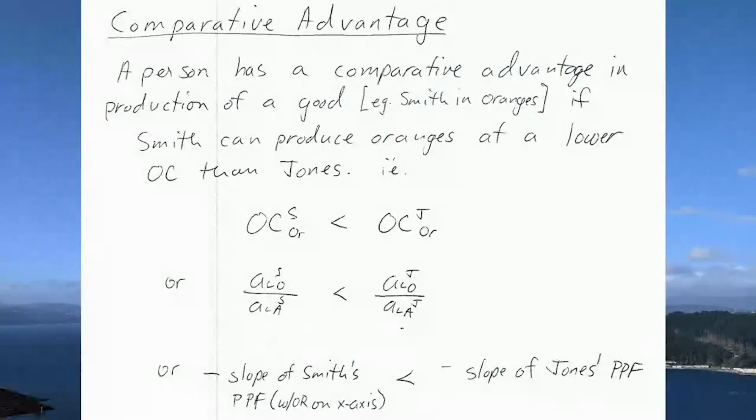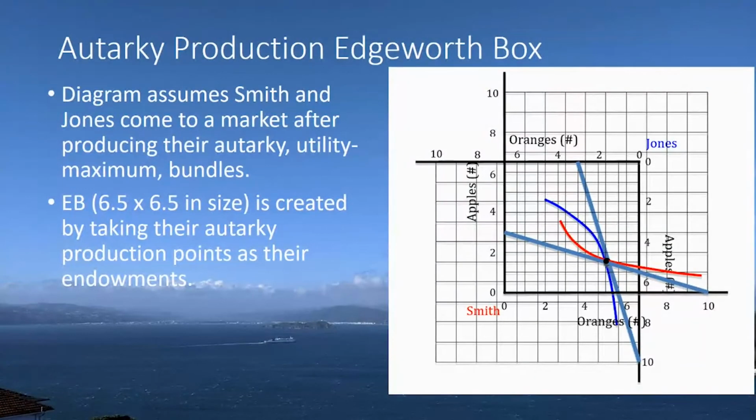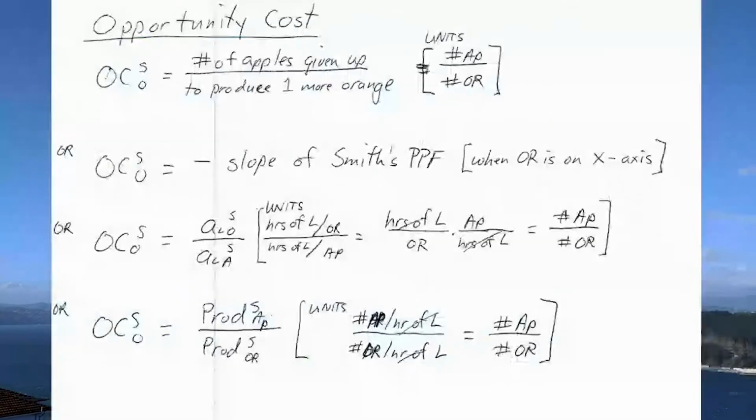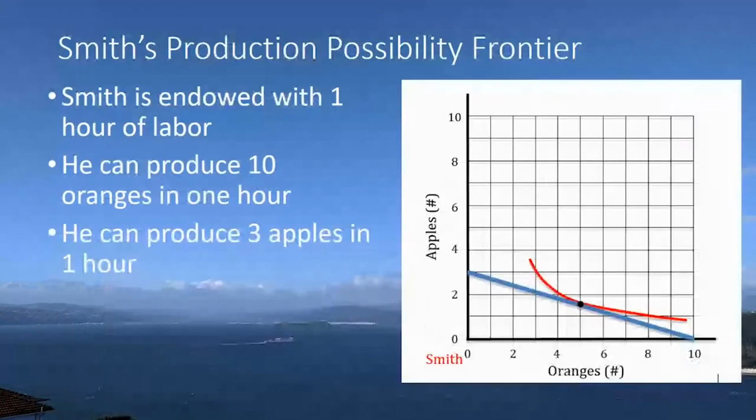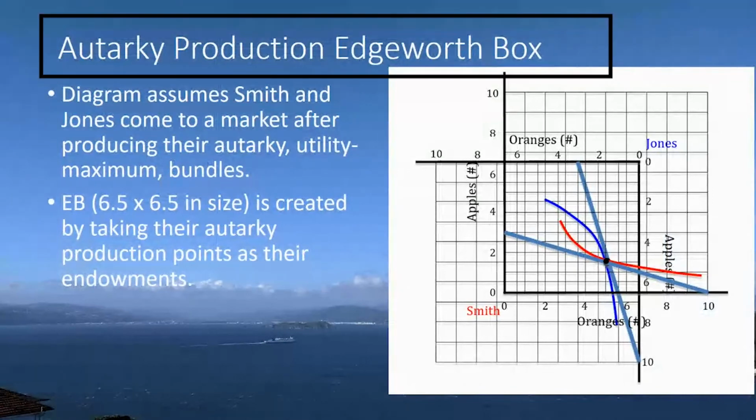Now, what are we going to do with this? We want to get to autarky, production, and the Edgeworth box. To do that, I'm going to go back to Smith's original diagram here. And here's the exercise we're actually going to do. Let's suppose that Smith and Jones are in autarky. Autarky, A-U-T-A-R-K-Y, means no trade, or you're isolated, you're self-sufficient, you're producing just for yourself.